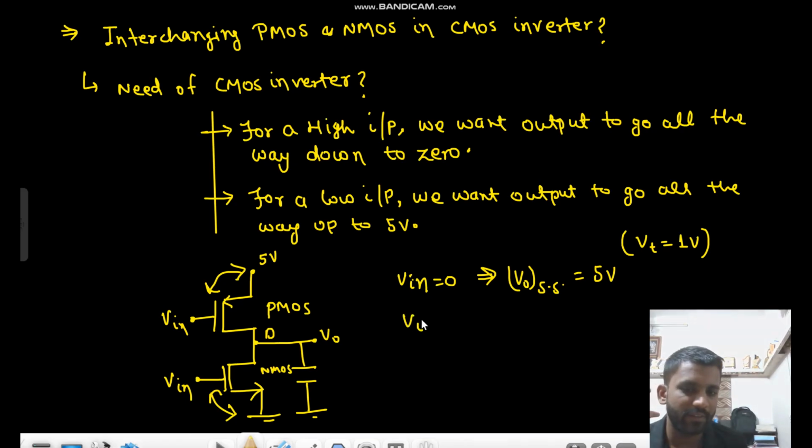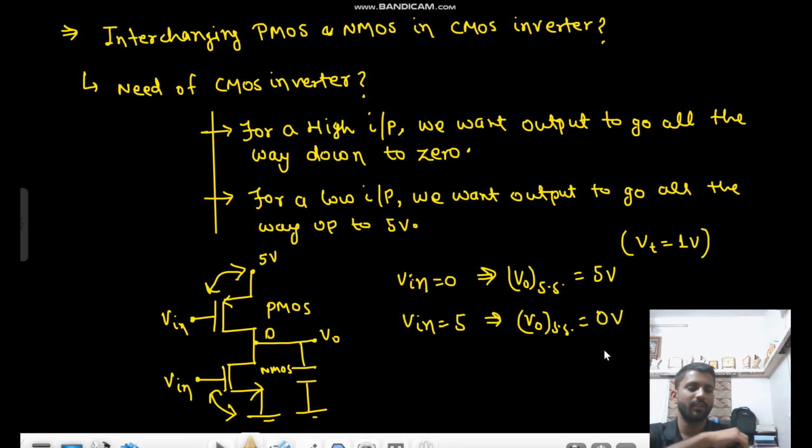Okay. And when V in is equal to 5 volt, what will be your V naught steady state? 0 volt or 0.7 volt? 0 volt, because for 5 volt it will always be on. If it is always on, it will go down to the value equal to source voltage. Your VDS has to be greater than 0 for MOS to be on. So here your VDS is always greater than 0 until the drain reaches the 0 voltage. So this is the condition.